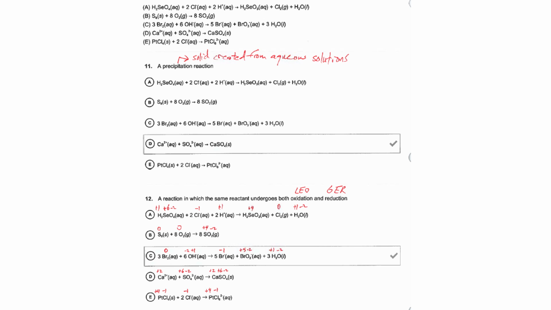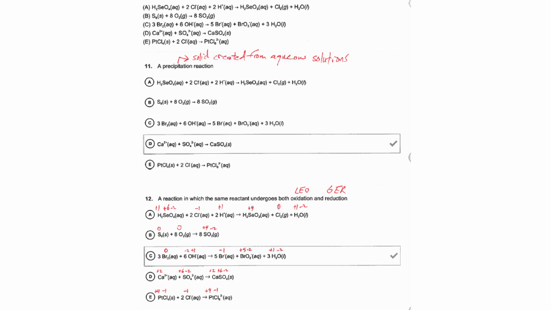So bromine in C is Br2, so that has no value for its oxidation state. And on the other side, it's Br minus 1, that's a minus 1, but it's also in the BrO3 minus 1. So I worked out the oxidation state for that bromine, and it's plus 5. So some of the bromines are going from 0 to minus 1, some of the bromines are going from 0 to plus 5. So some are gaining electrons and some are losing electrons. So the bromine is undergoing both oxidation and reduction.